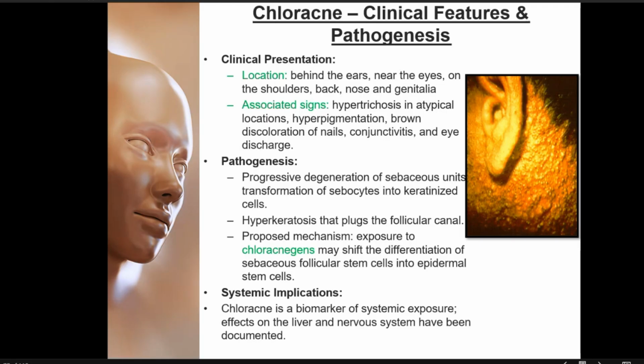The associated signs are hypertrichosis in atypical locations, hyperpigmentation, brown discoloration of the nails, conjunctivitis, and eye discharge. Pathogenesis is the progressive degeneration of the sebaceous unit, transforming sebocytes into keratinous cells. Hyperkeratosis blocks the follicular canal. The proposed mechanism is that exposure to chloracnegens may shift the differentiation of the sebaceous follicular stem cell into the epidermal cell. This is the pathogenesis of chloracne.